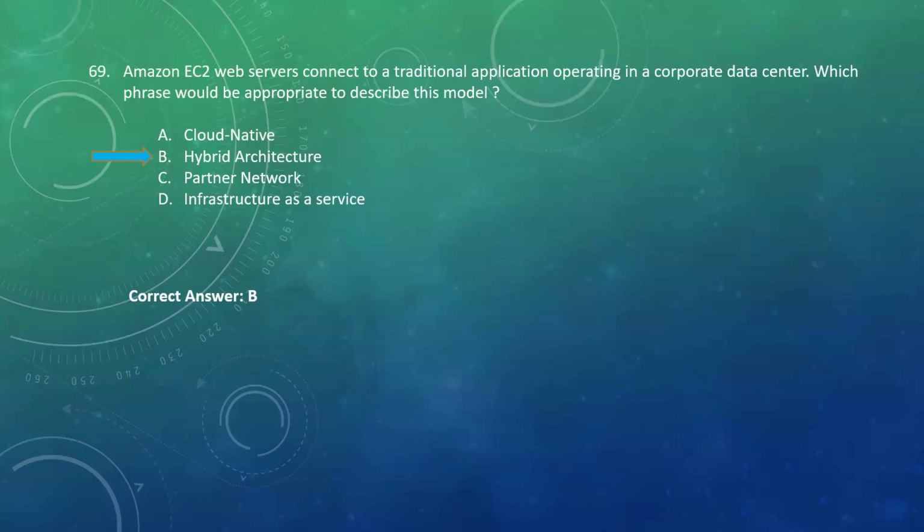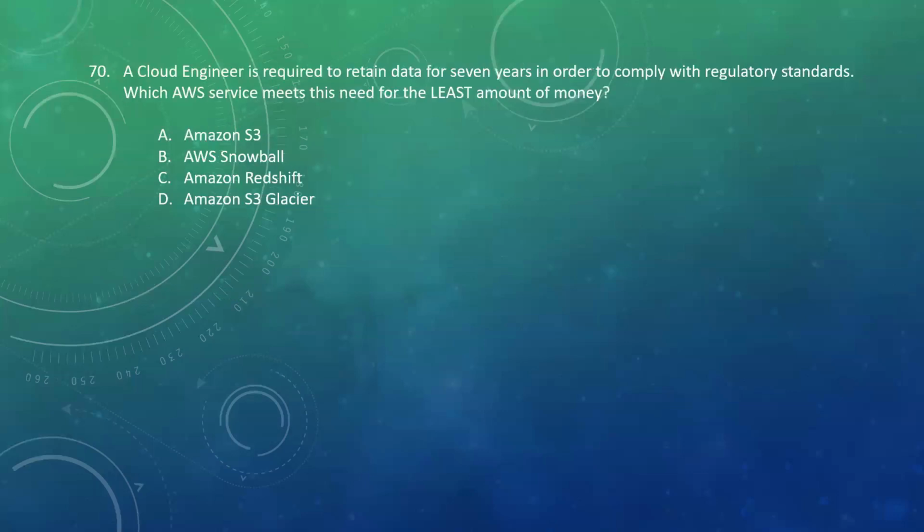Moving on to question number 70. A cloud engineer is required to retain data for 7 years in order to comply with regulatory standards. Which AWS service meets this need for the least amount of money? Your options are option A, Amazon S3, option B, AWS Snowball, option C, Amazon Redshift, option D, Amazon S3 Glacier.